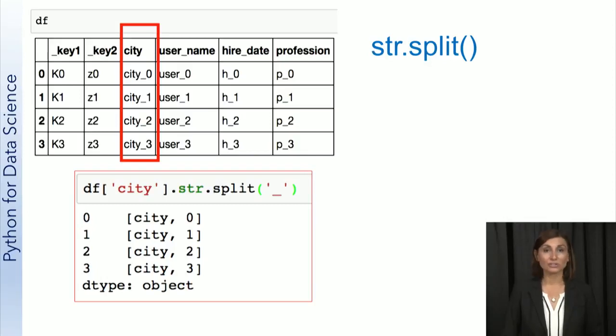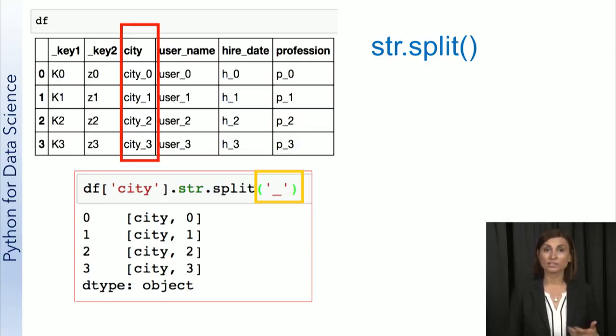One of the most important string operations is split. It helps with separating data into pieces around a delimiter character. For example, the city column in the df data frame here is split around the underscore character, returning an object with arrays of all the pieces for each row in the city column. To be clear, the city field now contains an array of strings rather than just a string.